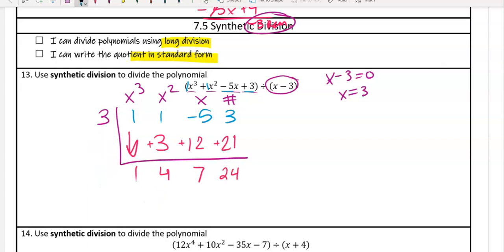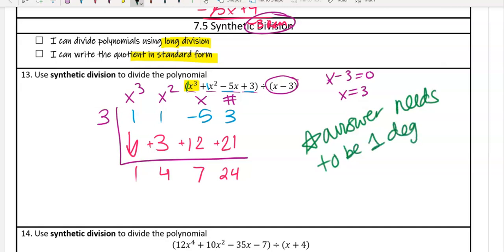So now I like to label each of my numbers. So before we start labeling, our original degree, our highest exponent, is 3. My answer has to be 1 degree less. Maybe make that a note here on your review. Answer needs to be 1 degree less than the original problem.